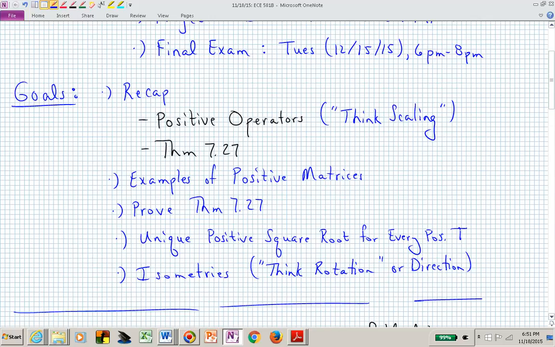Then we will go back and prove Theorem 7.27. We will state Theorem 7.28, which talks about every positive operator having a unique positive square root. And then we will get into this second sort of part of an operator that we will introduce, which is isometries. With an isometry, now you think rotation or direction, versus with the positive operator you were thinking scaling.